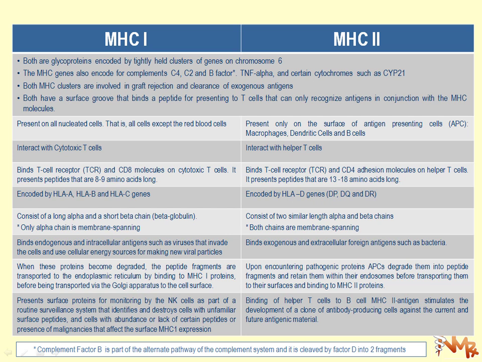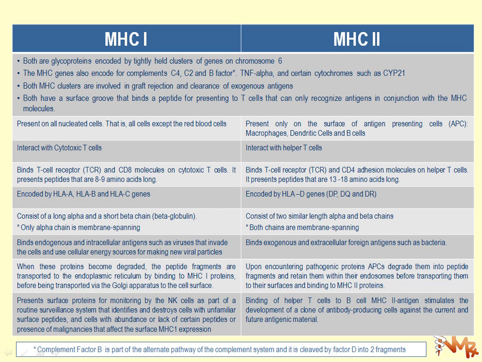So this will help you to understand why MHC1 presents smaller size peptides compared to MHC2, which deals with exogenous or extracellular bacteria, for instance, or germs that are relatively bigger in size. MHC1 binds endogenous and intracellular antigens such as viruses that invade the cells and use cellular energy sources for making new viral particles. Whereas MHC2 binds exogenous and extracellular foreign antigens such as bacteria.